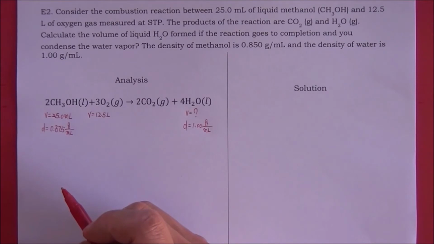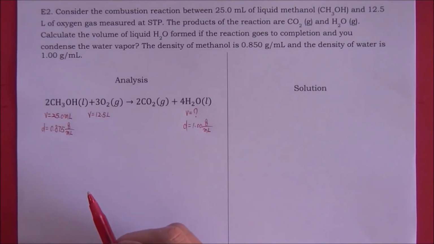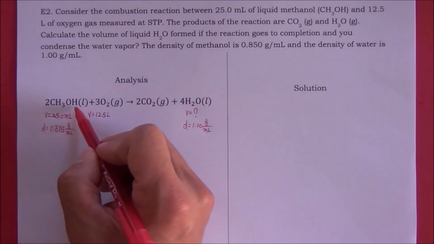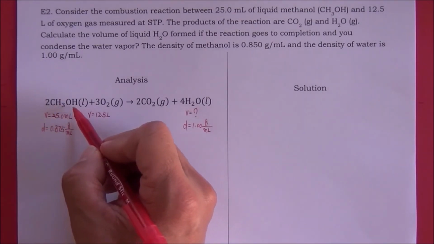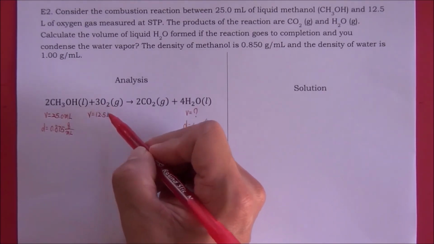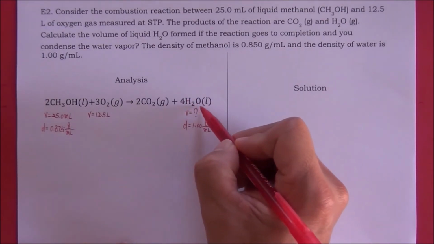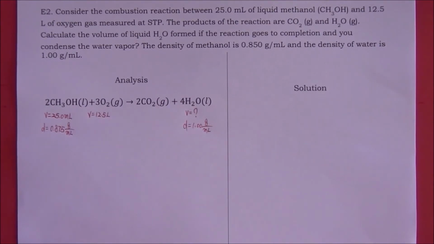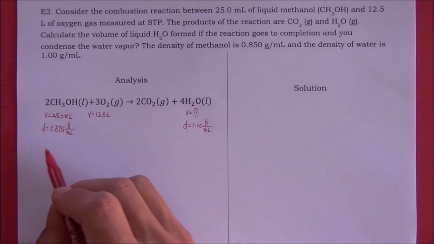Now let's see what kind of calculation we need in order to find a solution for this problem. We are provided volume and density of methanol, which is a reactant. We also know the volume of oxygen gas, which is another reactant. And we need to calculate the volume of water, which is a product. This is a limiting reactant calculation problem. But for a typical limiting reactant calculation problem, we need to know the moles of two or more reactants, but we don't know the moles of either one.